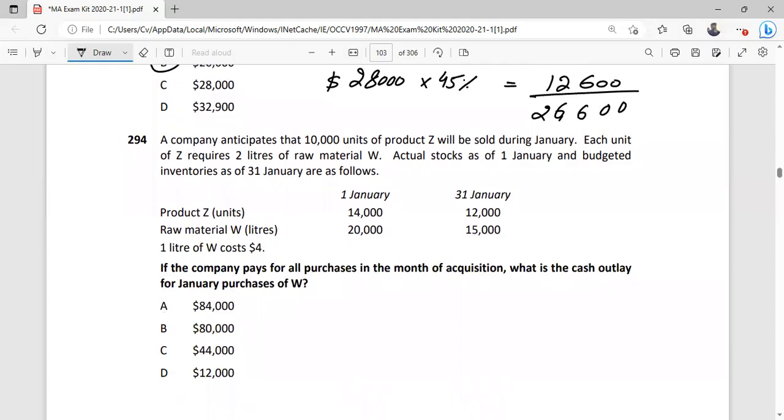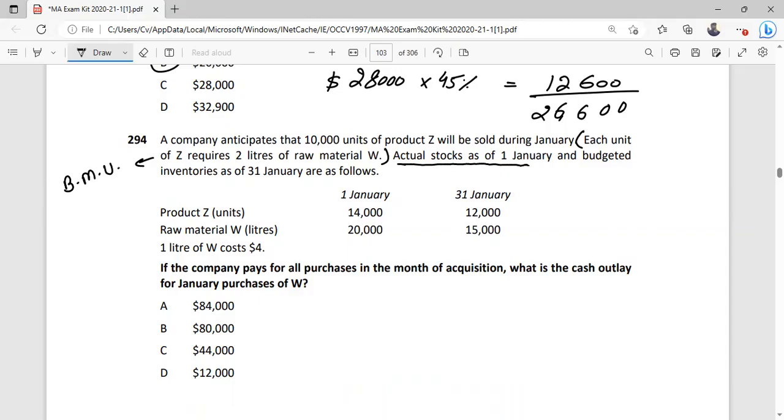Then we have a company that anticipates 10,000 units of product will be sold during January. Each unit requires 2 liters of raw material W. So what is the budgeted material usage?